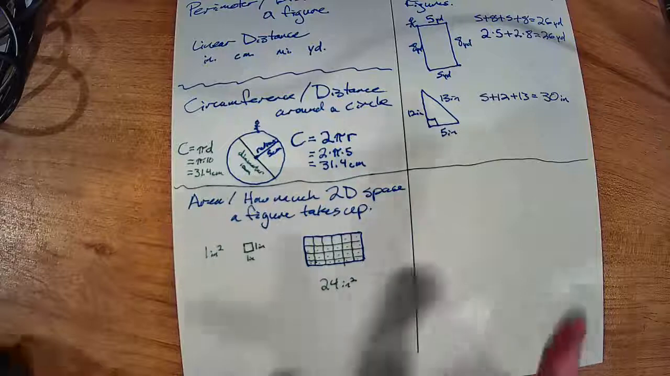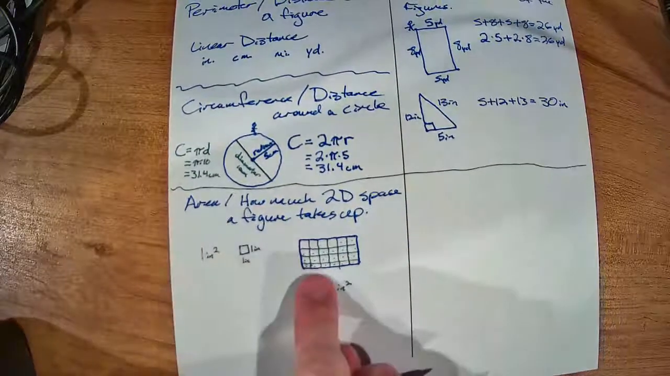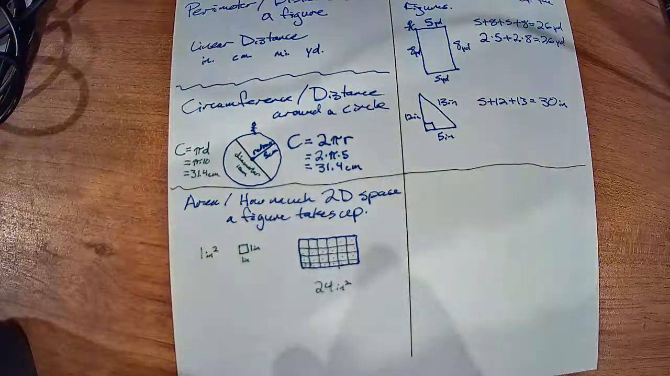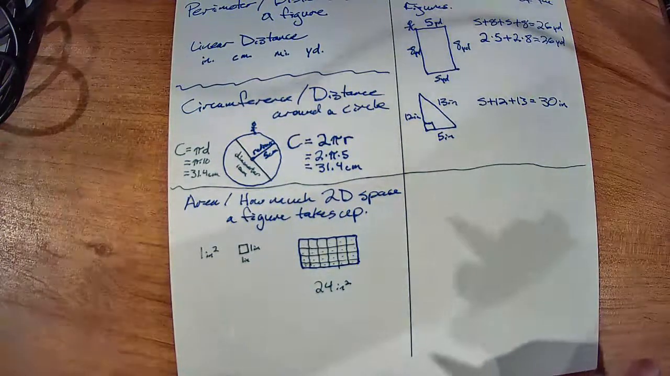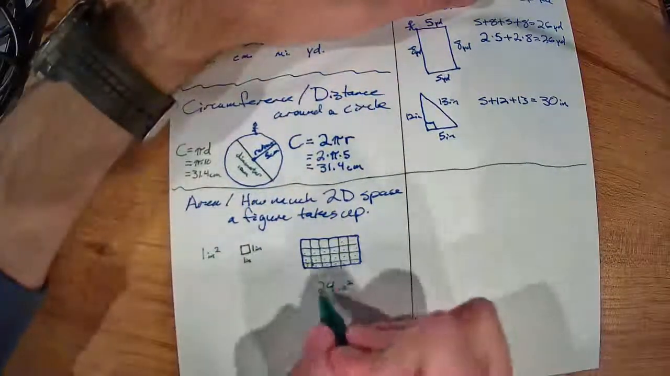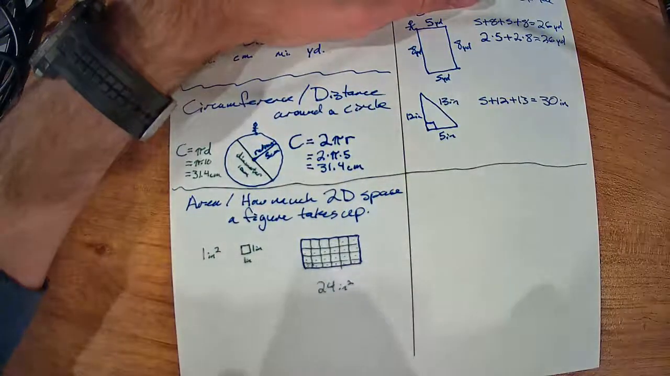Okay. Now, I don't know about you, but if I'm going to have to find the area of things, I do not want to have to sit there and draw teeny tiny little boxes every single time. That's very time consuming and kind of stupid. Let's do it differently. Notice that when we counted them up, we got to 24.